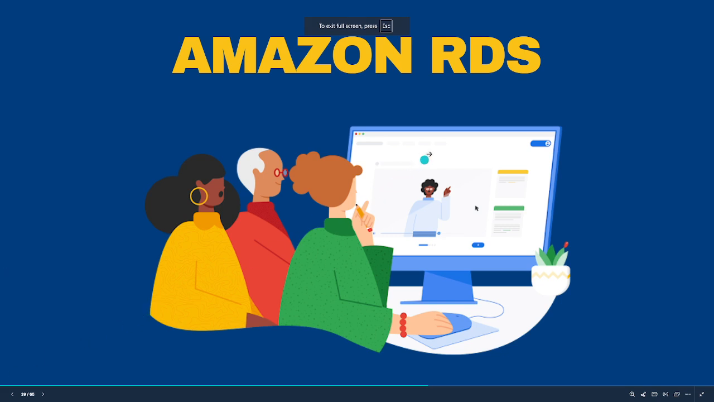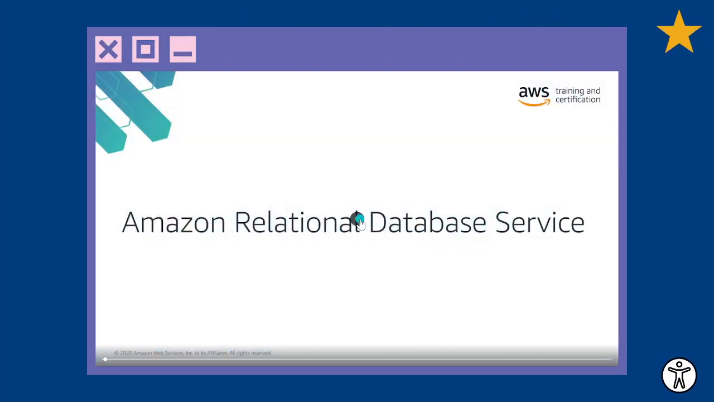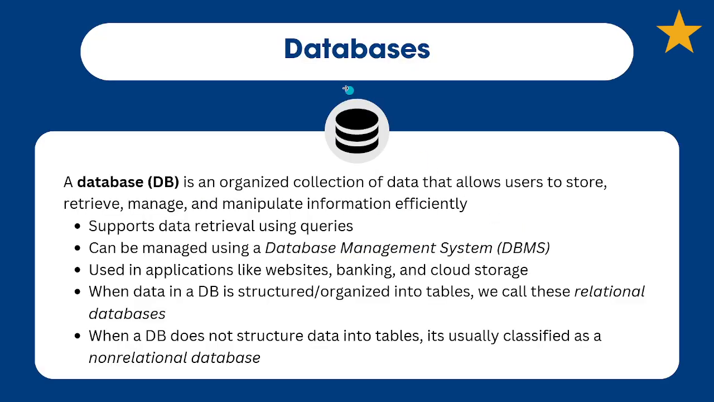Let's go ahead and talk databases, specifically relational databases first. So Amazon has a relational database service. So go ahead and watch this video first to introduce this module. Once you're ready to continue, let's go ahead and define some key terms.